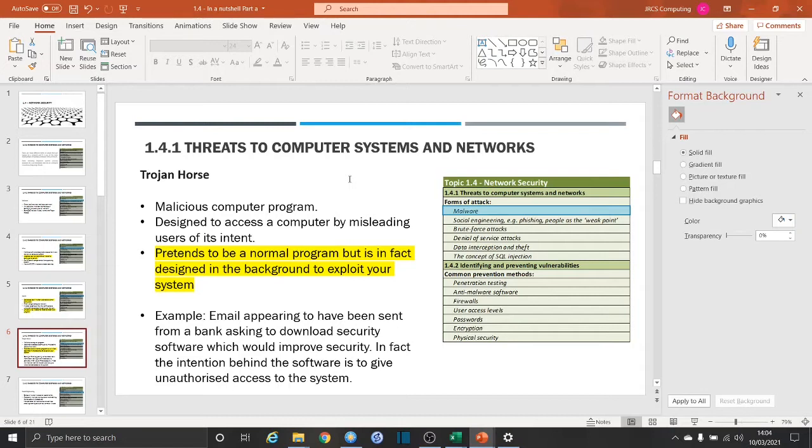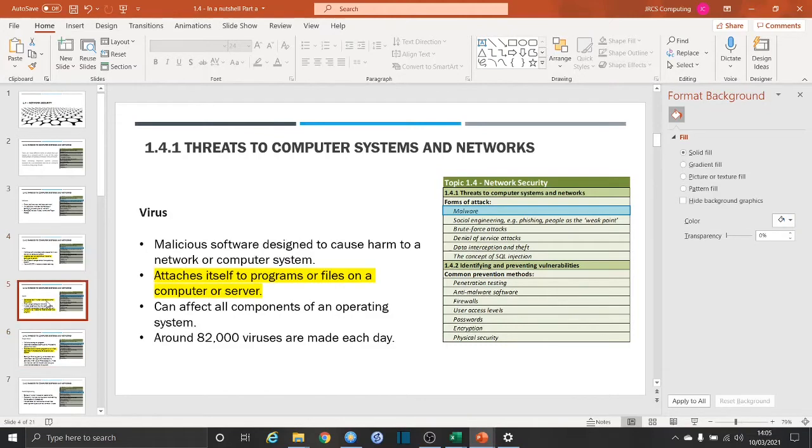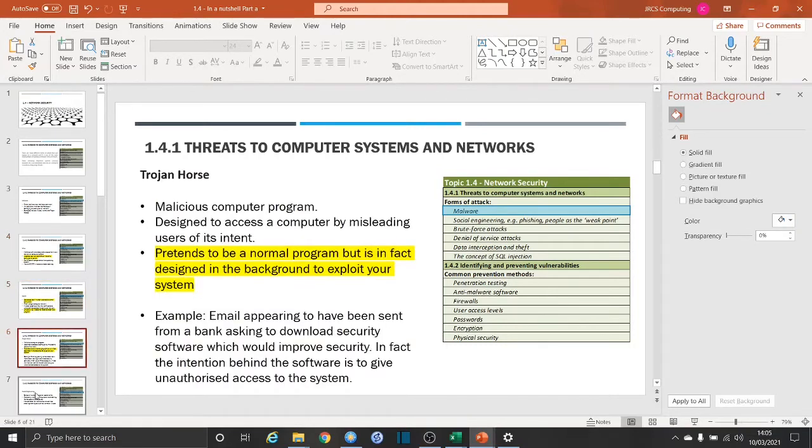An example could be that you download a game, a bowling game. There was one a few years ago, a penguin bowling game that went around the internet, and that was a Trojan horse because whilst you were playing the game, it was logging your key presses and sending your password and username information to people. So it pretends to be a normal program, but it's in fact designed to exploit your system. Okay, so they're the three types of malware that we're looking at in this course.